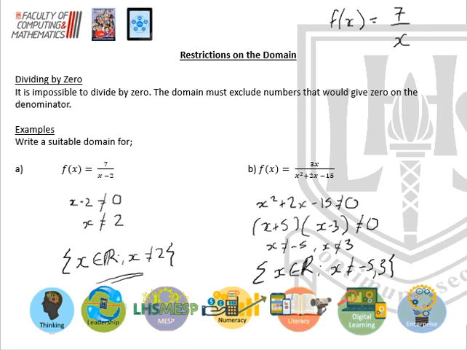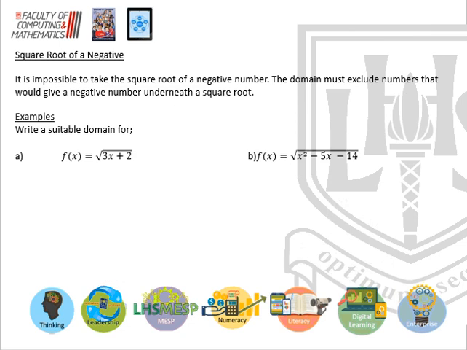So that's the first thing you have to be careful of. The second thing is underneath a square root. You know that you can't take the square root of a negative number, at least at this level. So in here, my function, root of 3x plus 2, for it to work in all the real numbers, I need 3x plus 2 to be greater than or equal to 0.